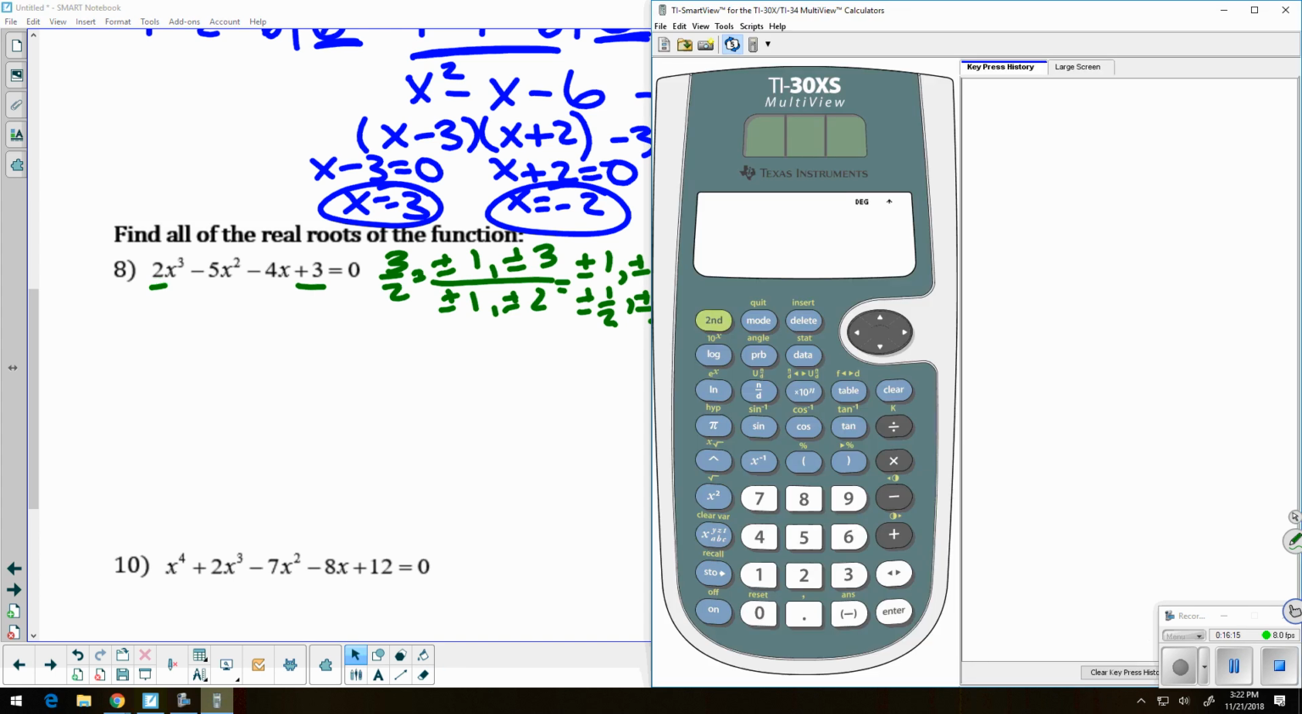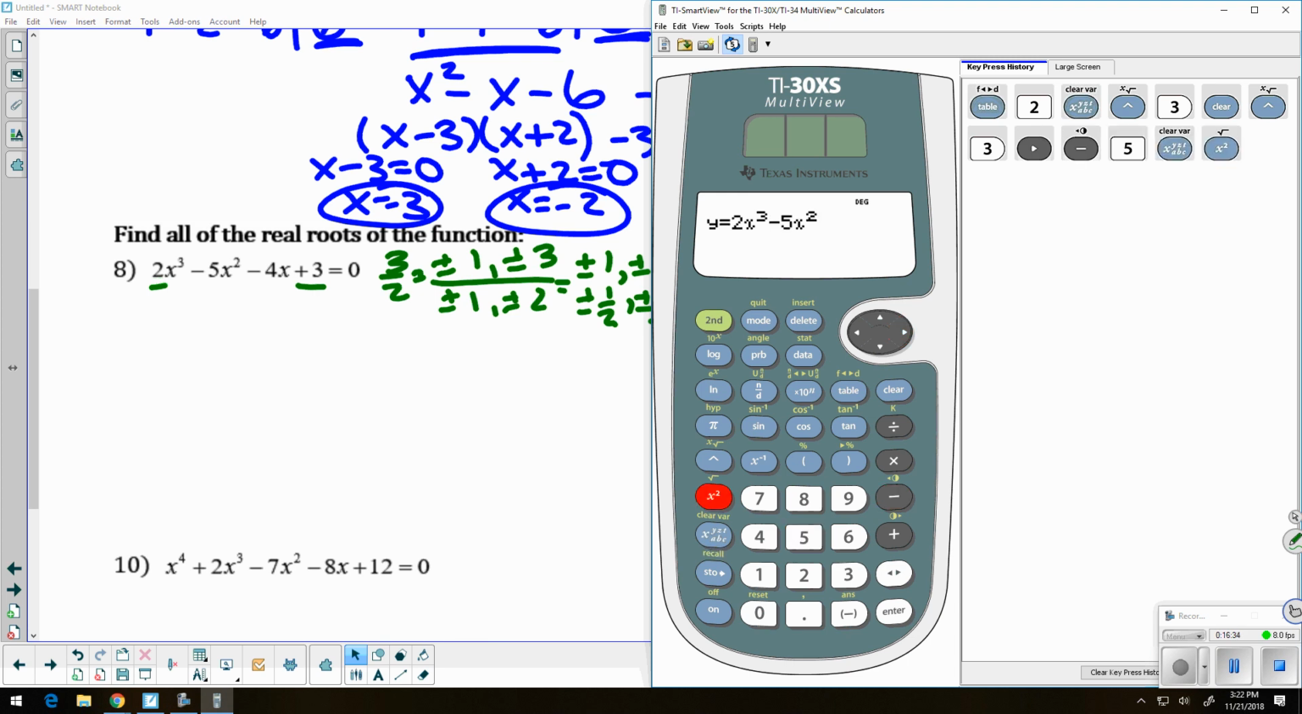If you type this in, let's go to table, type in your function that we have here. So we have 2x cubed. Actually, I should probably clear that one out. Okay, so 2 again, x cubed, followed by minus 5x squared, minus 4x, and then plus 3. So if I type this into my table, hit enter, I'm going to start again at 0. That's always just a good starting point.